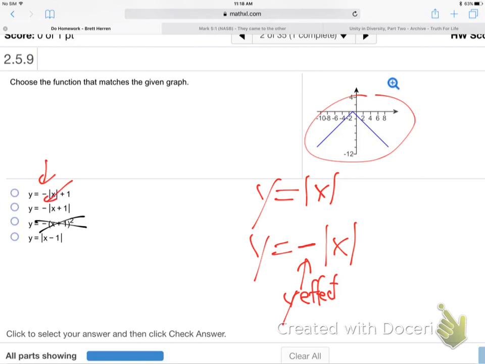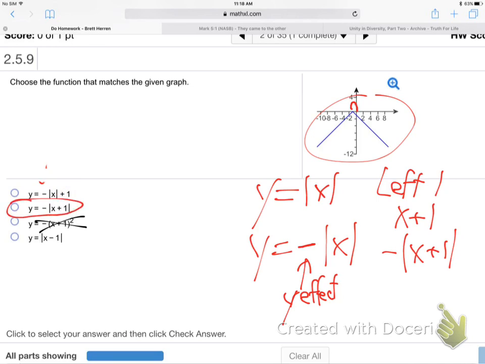Okay, now, it's been moved to the left 1. It's not starting at the origin like normal. What moves the graph to the left 1? It's inside, the x plus 1 in there. Opposite. So it's minus absolute value of x plus 1. So it's this one.